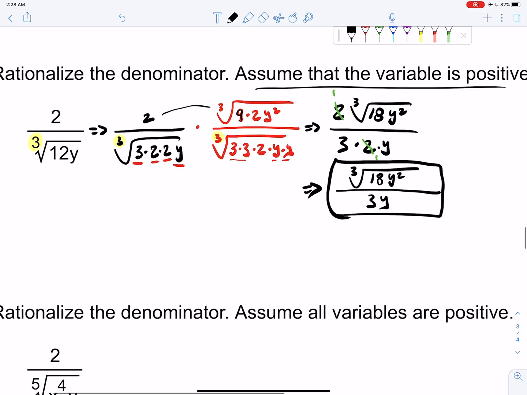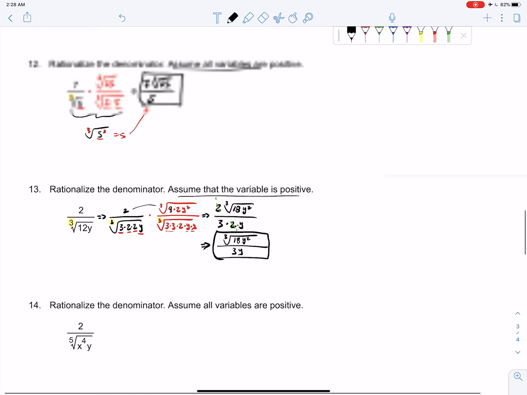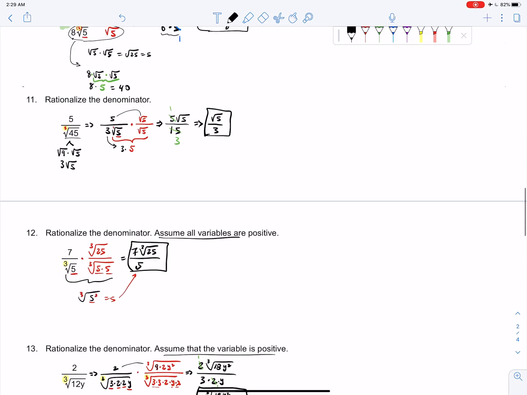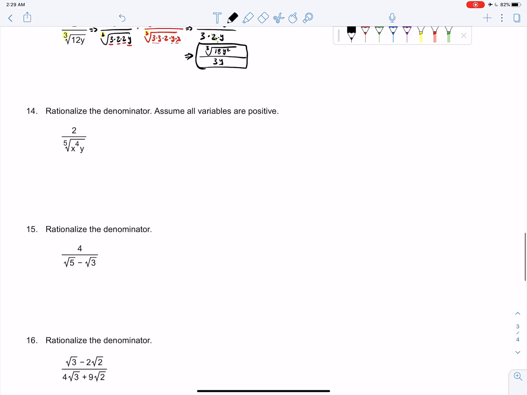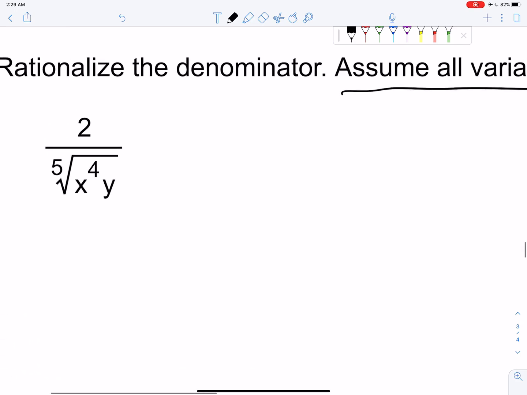All right. Let's zoom out for a second just to kind of get a bird's eye view of what's going on here. There's our paper. Okay, that looks good. Number 14, 15, 16. Oh, almost there, almost done. Rationalize the denominator. Assume that all variables are positive. Okay, let's zoom in and do some work here.